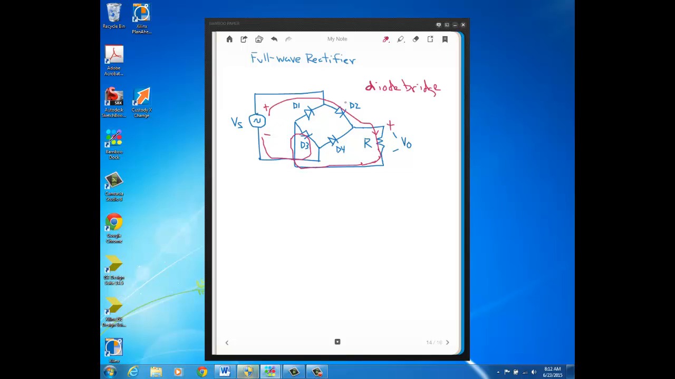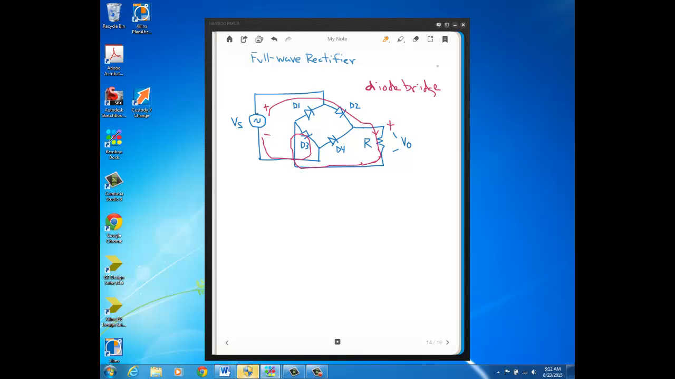And as you can see, D2 and D3 are forward biased. They're allowing current to flow through. And D1 and D4 are reverse biased. They're not allowing current to flow through. So that's what occurs during the positive half cycle of the source. Let's see what happens during the negative half cycle of the source.